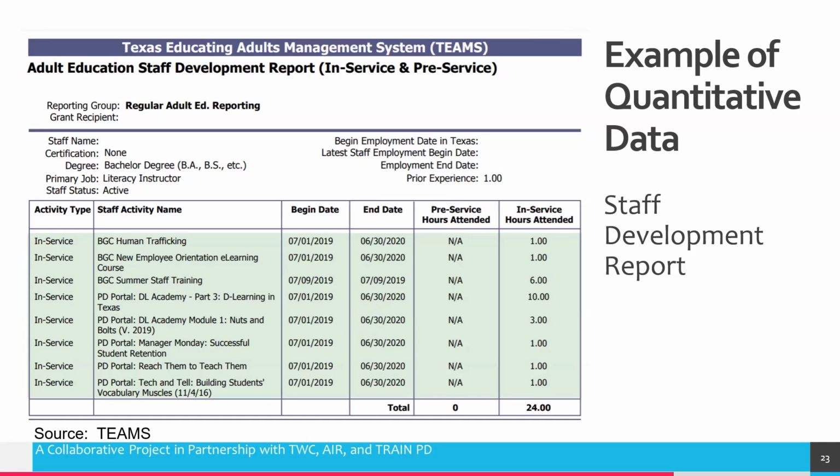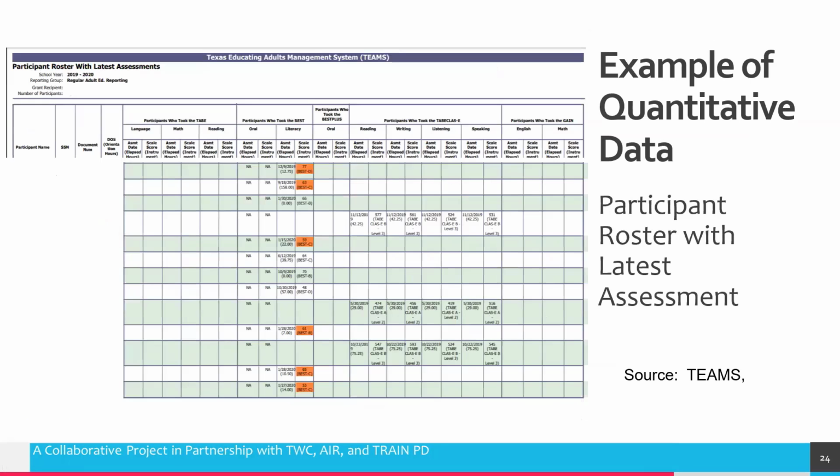So this is going to tell you what PD each individual has completed and how many hours they have because of the number of hours our staff should be meeting. So this individual looks like has completed 24 hours. They are way ahead of the game. All right.